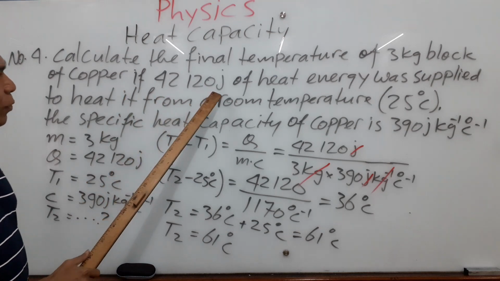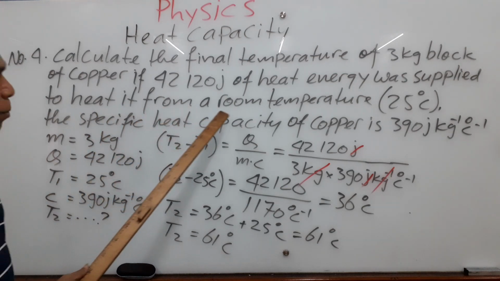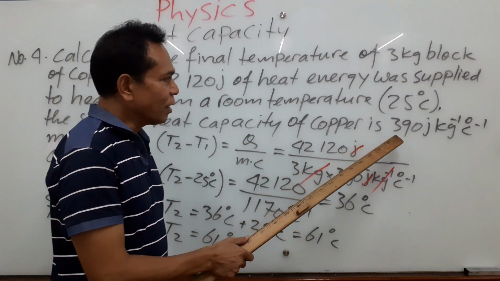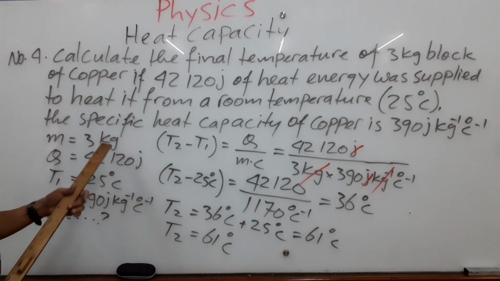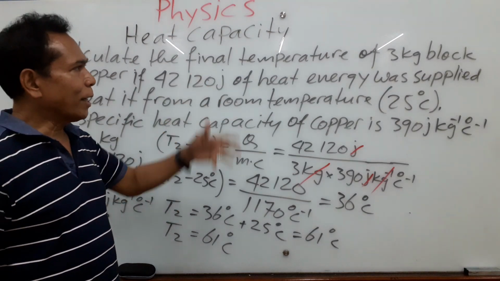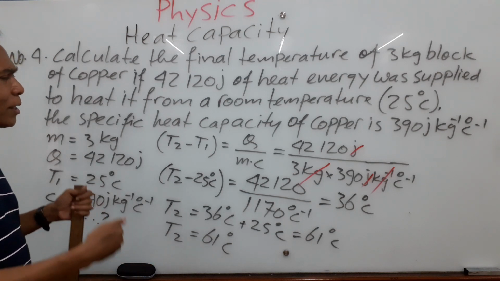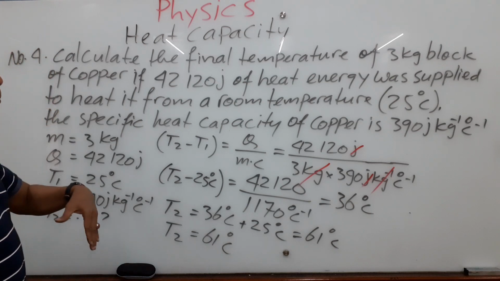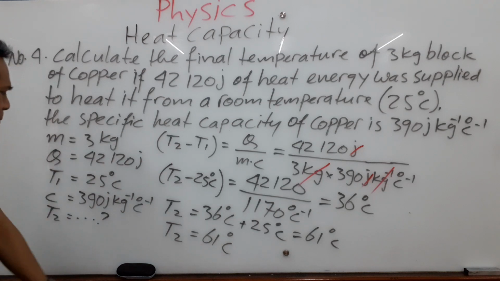If 42,120 joule of heat energy was supplied to heat it from a room temperature of 25 degrees Celsius. The specific heat capacity of copper is 390 joule kg power minus 1 degrees Celsius power minus 1. Now we need to write down all that we know in order to enable us to find out what we do not know, or what they want us to find. I want to make this question very, very simple, super easy for you to know how to work out.